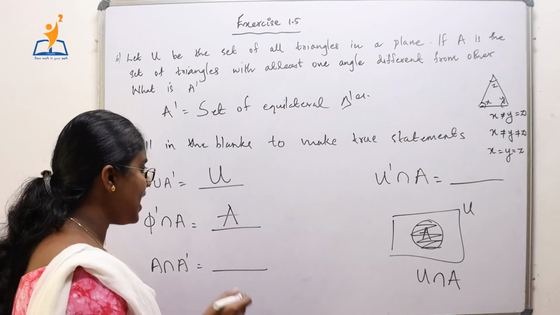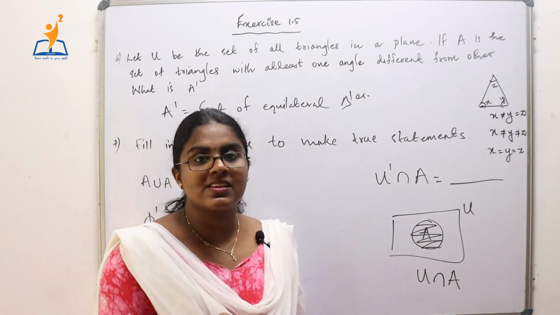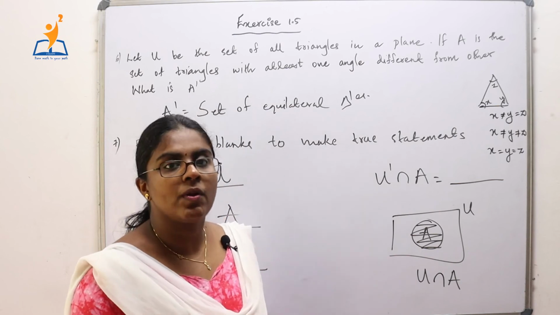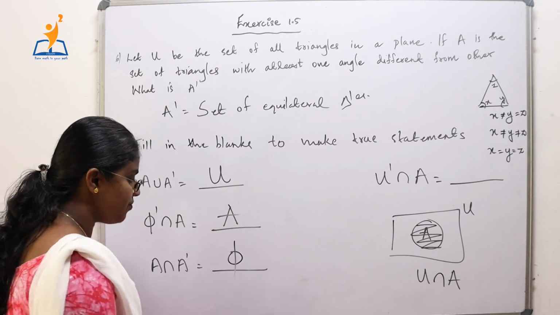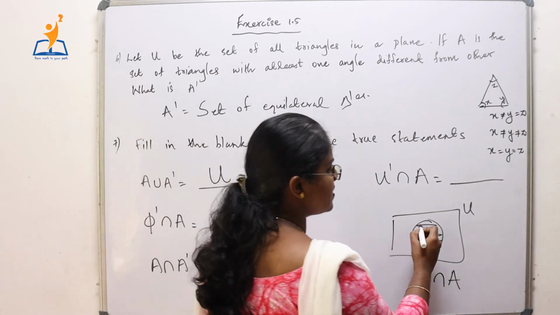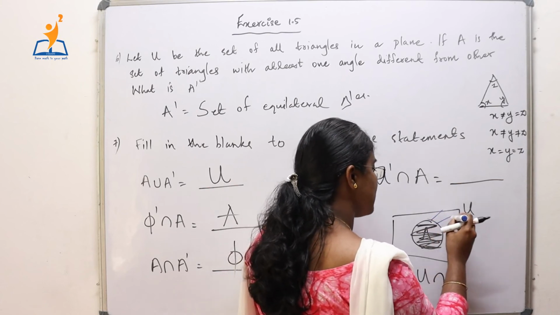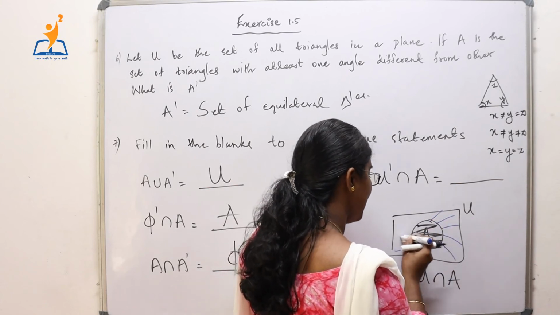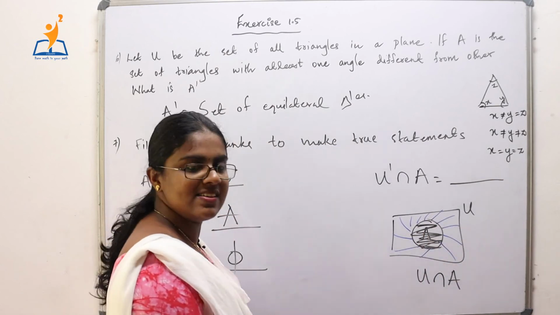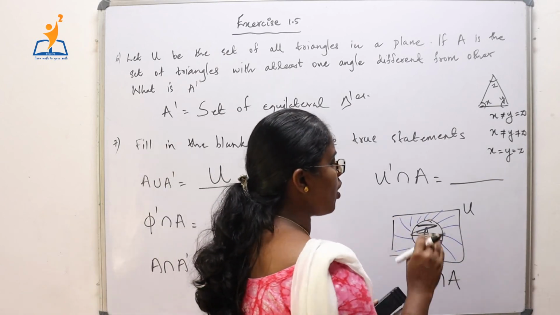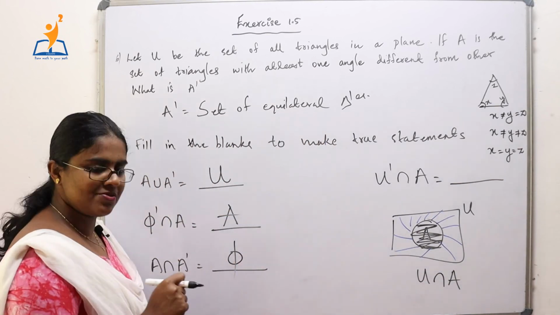Now we want A intersection A complement, and we have learned in the previous class that A and A complement are disjoint sets, therefore their intersection should be phi. Let's check that once more. This is A, of course, and what is A complement? The region outside A. So the blue region is A complement and the black region is A. And do you see any common area of intersection here? No, which means their intersection is phi.